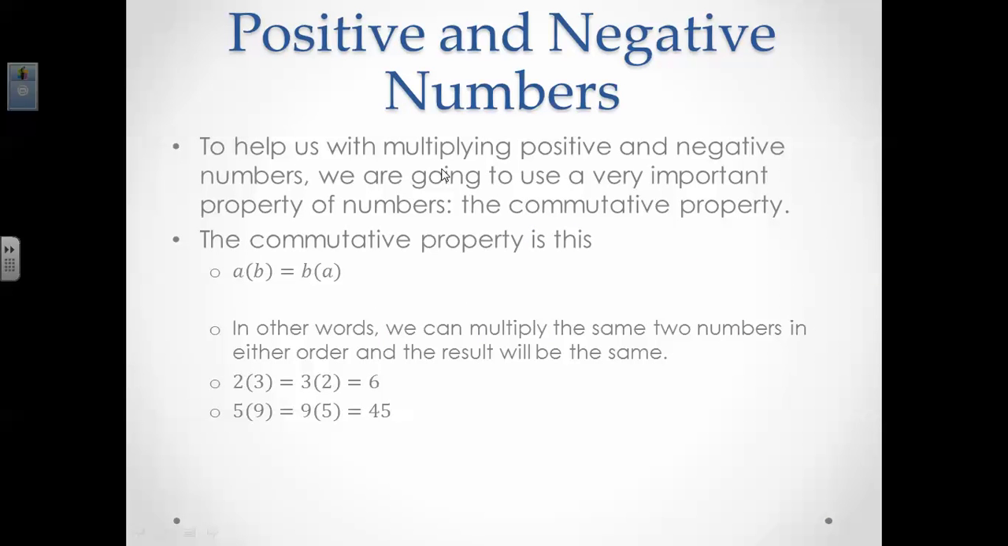Now, to help us with multiplying positive and negative numbers, we're going to use a very important property of real numbers, which is the commutative property. The commutative property says that if we have a times b, that will equal b times a, and you know that this is true. You've seen this a lot. So 3 times 2 is 6, 2 times 3 is 6. 5 times 9 is 45, 9 times 5 is 45. What this allows us to do is move around and use the commutative property to group numbers in a way that helps you get a visual representation of those numbers.